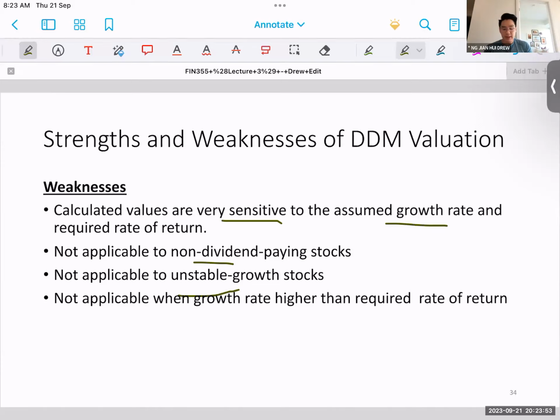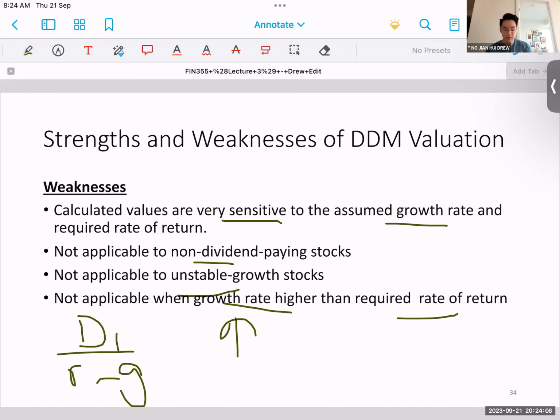It's also not applicable when the growth is higher than the rate of return. Why? Because remember, in the growing perpetuity, we use D1 divided by R minus G, and if growth is higher, this formula doesn't work. So you cannot use it.